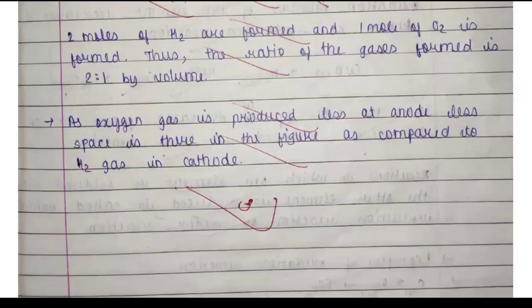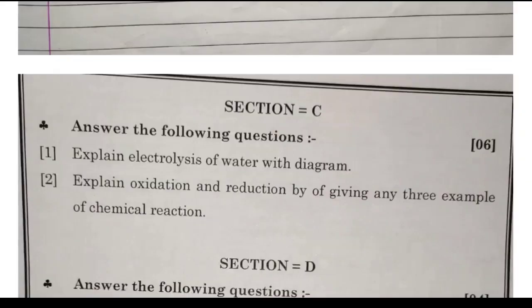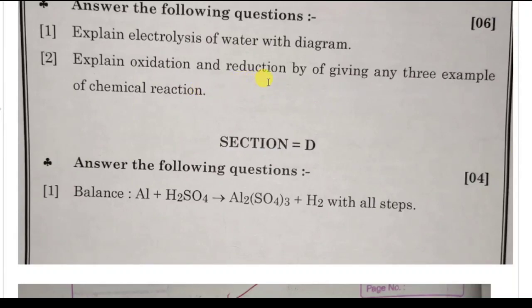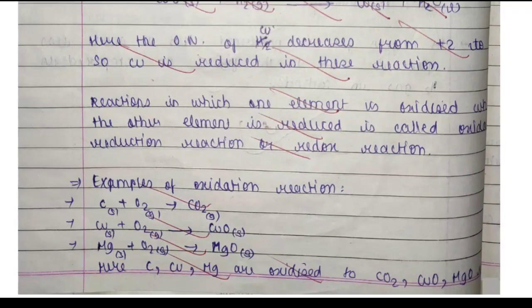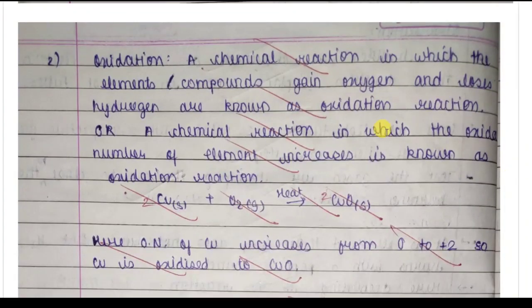And the second question of this is, explain oxidation and reduction by giving any 3 examples of chemical reactions. So you have to write the oxidation process. A chemical reaction in which elements or compounds gain oxygen and lose hydrogen is known as an oxidation reaction, or a chemical reaction in which the oxidation number of elements increases is known as an oxidation reaction.